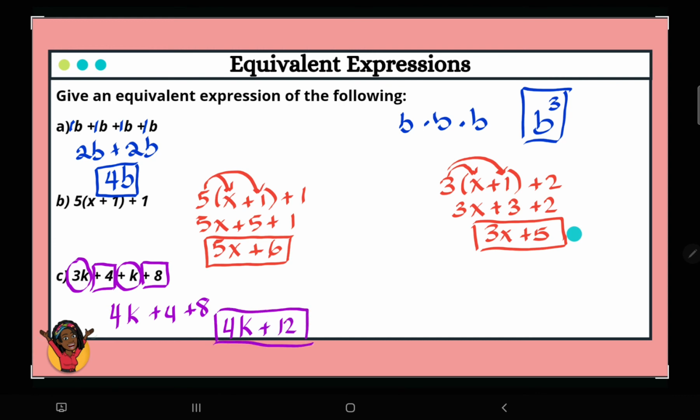Now, if it's asking you just to solve it, you want to bring it all the way down here. You want to simplify it all the way. However, you have to know that equivalent expressions can look different. So 3k plus 4 plus k plus 8 is equivalent to 4k plus 4 plus 8, which is equivalent to 4k plus 12. Multiple choice questions will have a variation of answers. You would need to be able to identify which one is equivalent, even if it's not completely simplified.